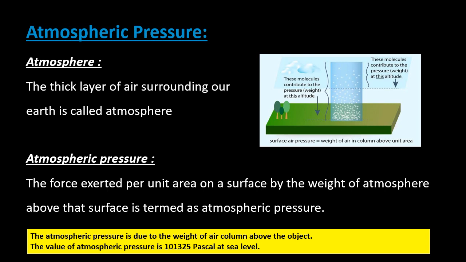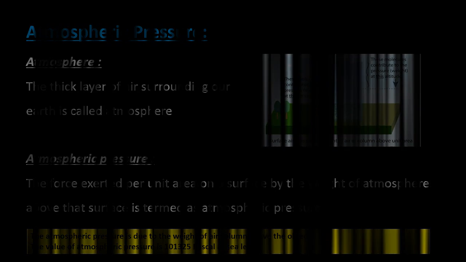Now, we can conclude that atmospheric pressure is due to the weight of the air column above the object, and its value is approximately equal to 10^5 Pascal at sea level.